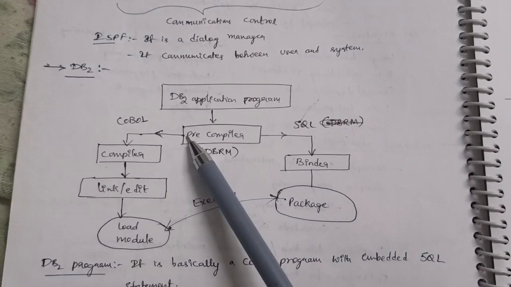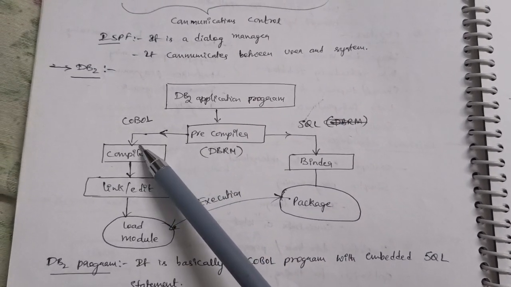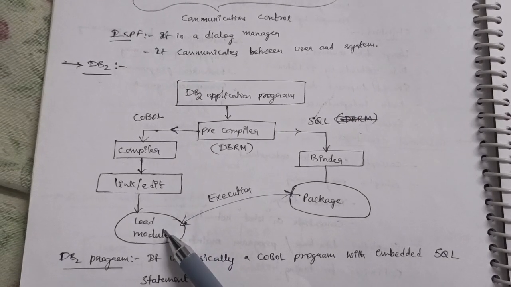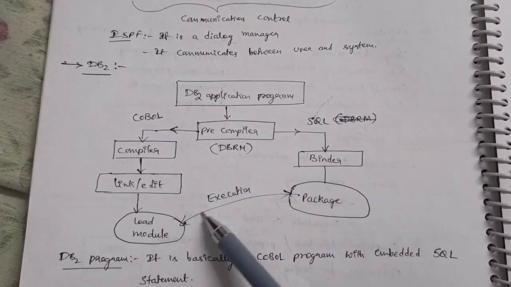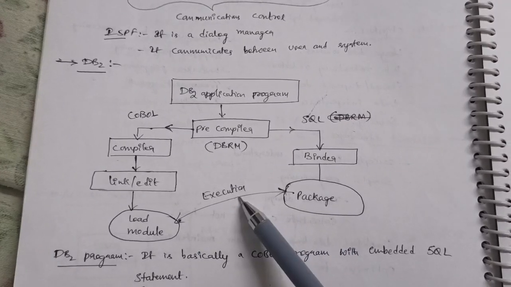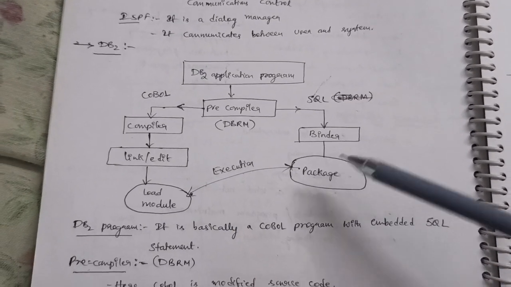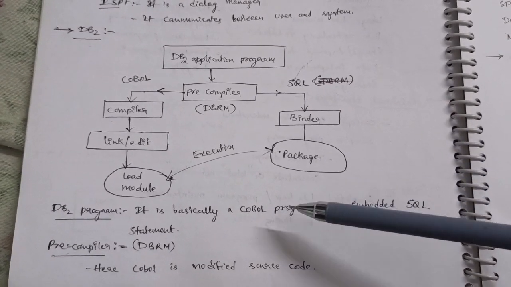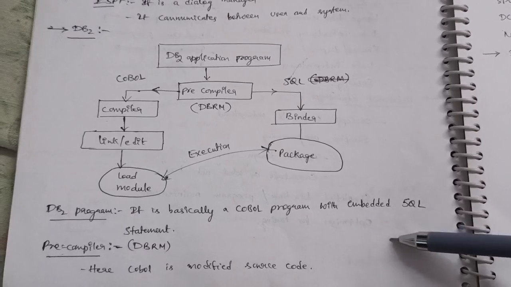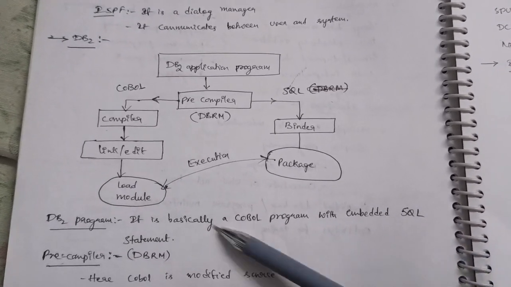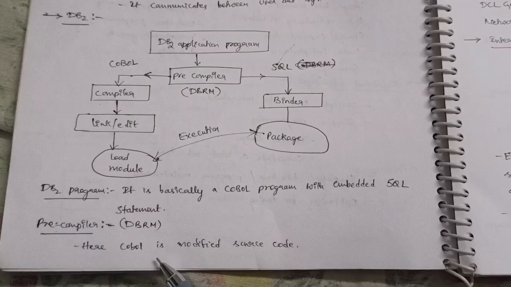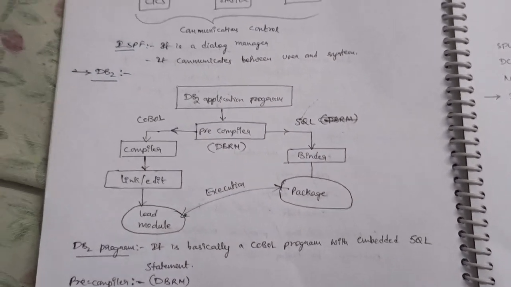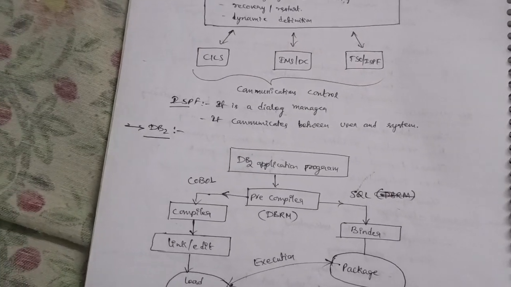In the pre-compiler stage, we also extract the COBOL statements. The COBOL goes to the compiler and then link edit, and the link edit creates the load module. But while executing, the package and the load module should match, so it creates a timestamp in the package corresponding to the load module. A DB2 program is basically a COBOL program embedded with SQL statements and the pre-compiler. The DBRM takes the modified COBOL source code. These are the topics that have been covered.